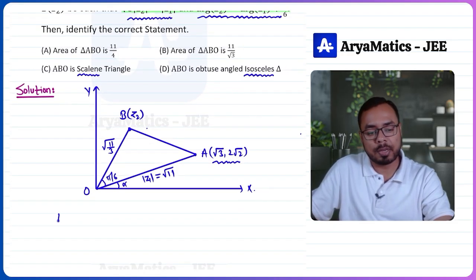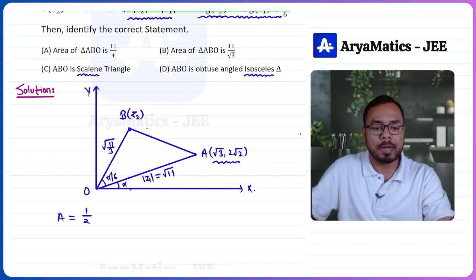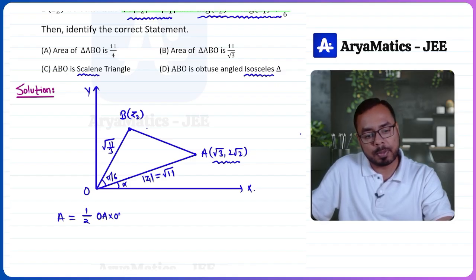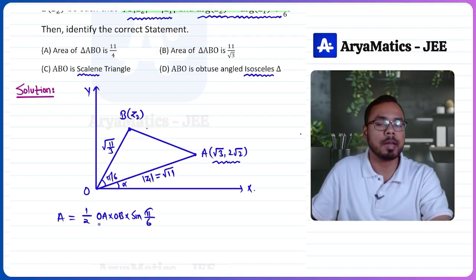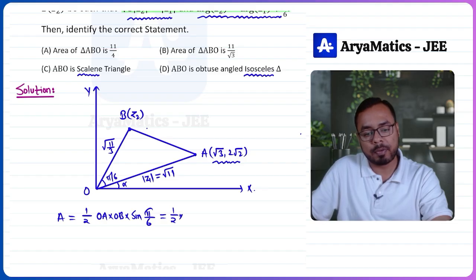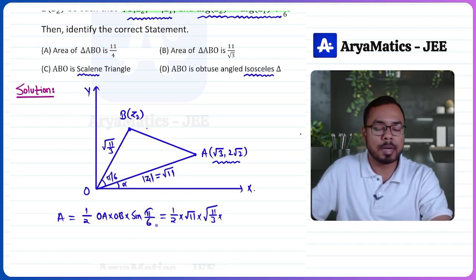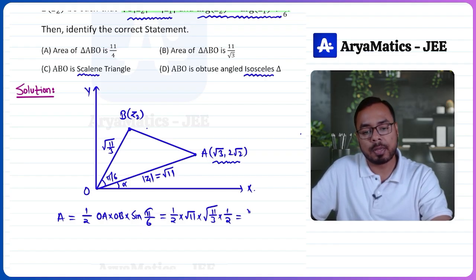So for finding the area of any triangle, the standard formula is half the product of any two sides. So one side is OA, another side is OB, into the sine of the angle between those two sides. So that means sine pi by 6. This is the standard formula for finding the area of any triangle. Area of triangle AOB is half of OA into OB into sine of the angle between OA and OB. Now this will become half of, one side is root 11, another one is root 11 by root 3, and the angle is 30 degrees, sine 30 will be 1 by 2. So ultimately this will become 11 divided by 4 root 3, right?